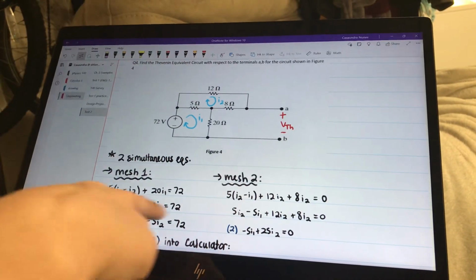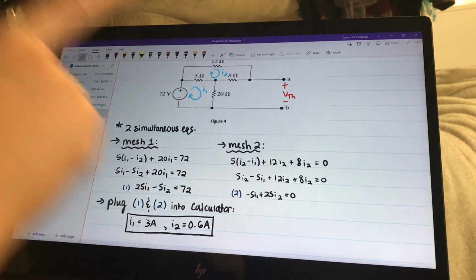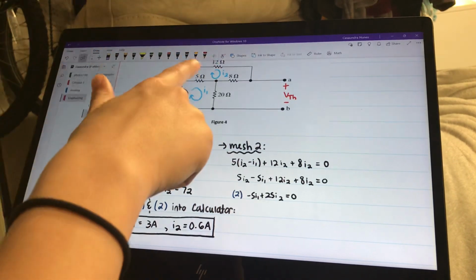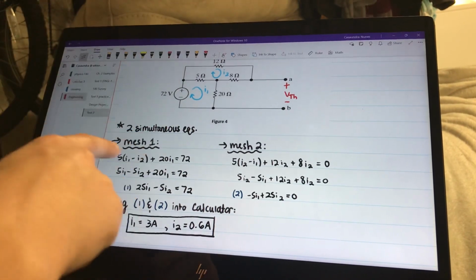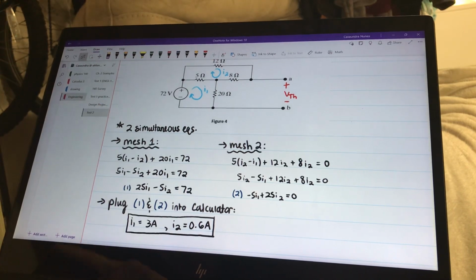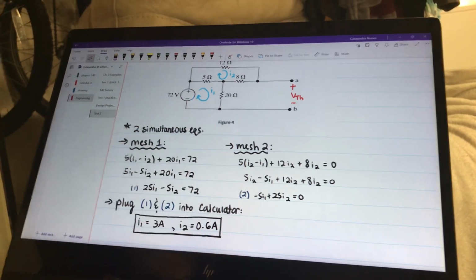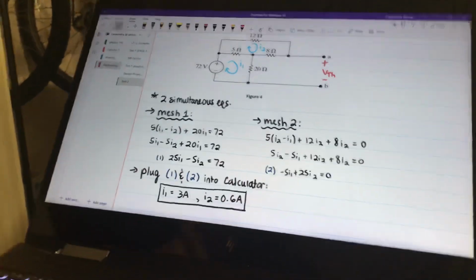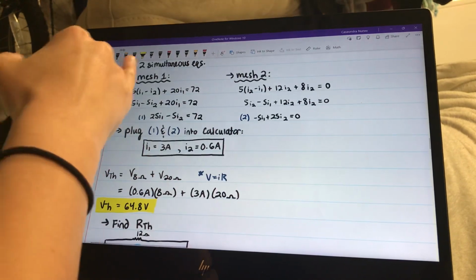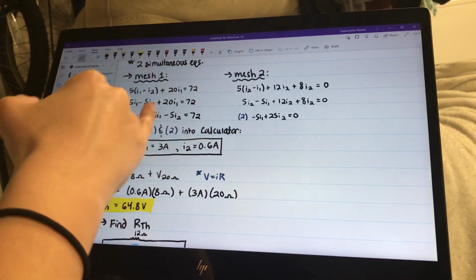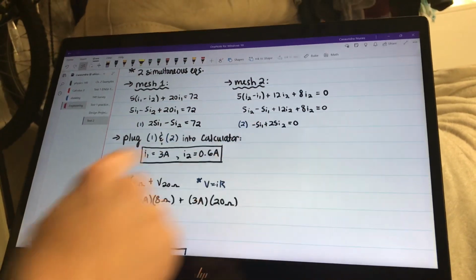Since there are two meshes, you can also circle the nodes, the essential nodes and essential branches, to find how many equations you will need. But here we can see that we need two simultaneous equations and we have two unknowns. So here I went through mesh 1 and did that equation. These are my two mesh equations here.